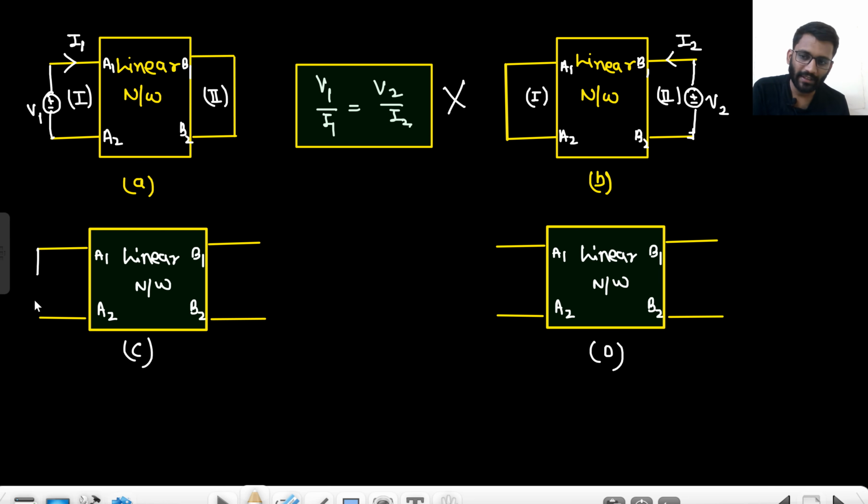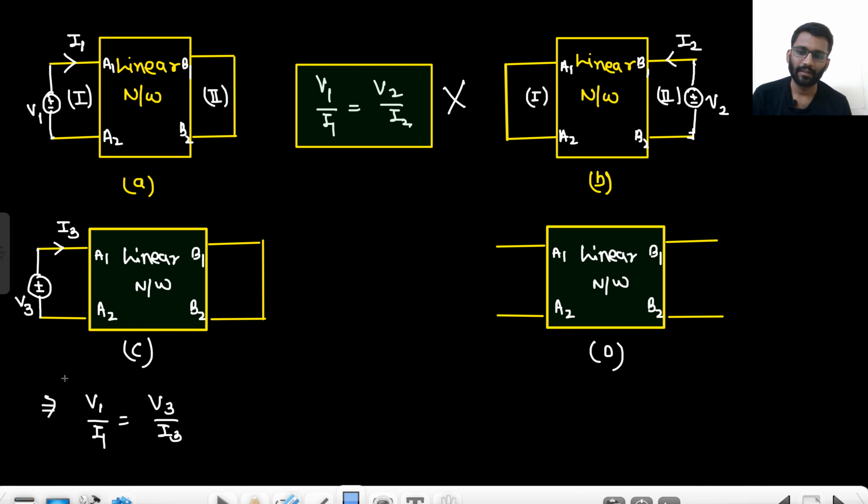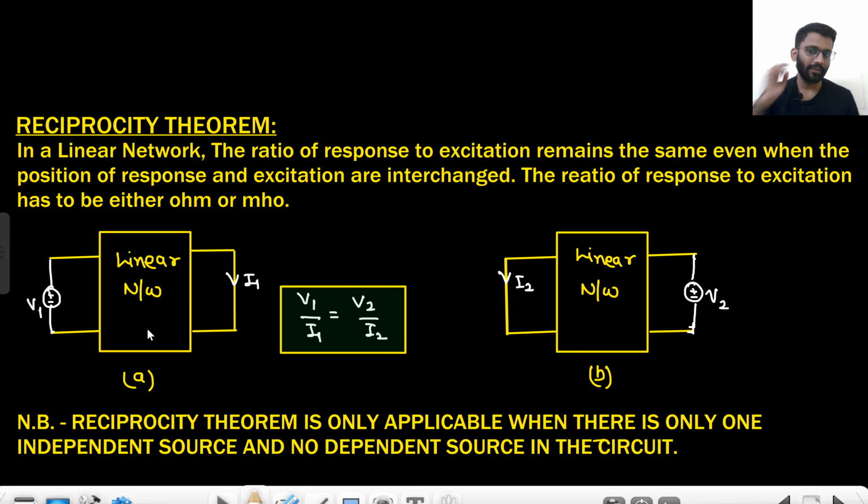Now I am applying a voltage by current at this port. So I am doing the same voltage by current at this port only. I am calling this V3, I3, and this is shorted. This port is shorted. So now you can say that V1 by I1 is equal to V3 by I3. Are you getting this point?